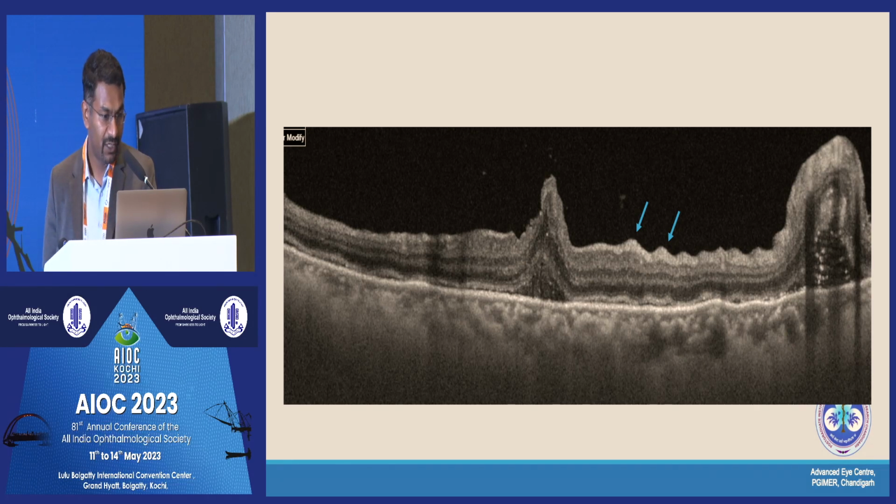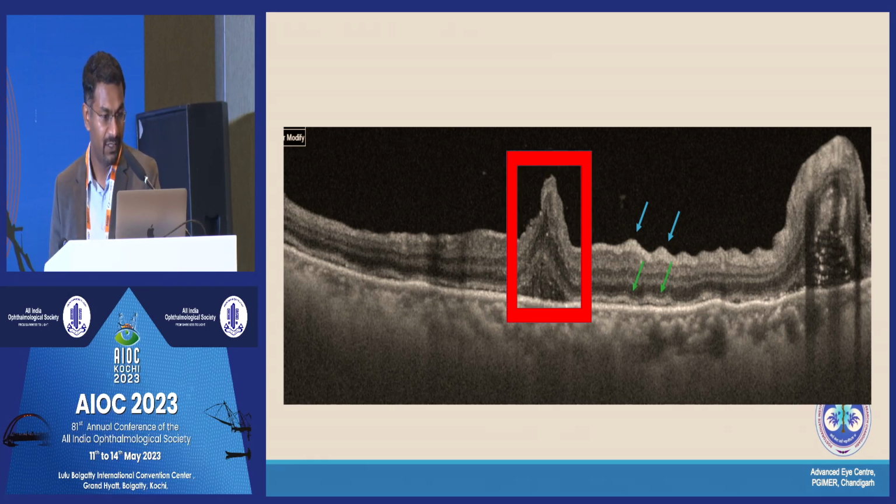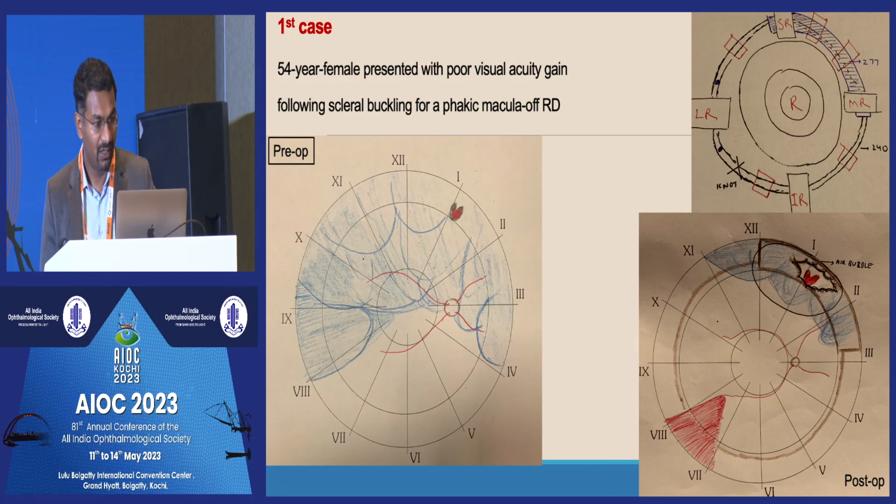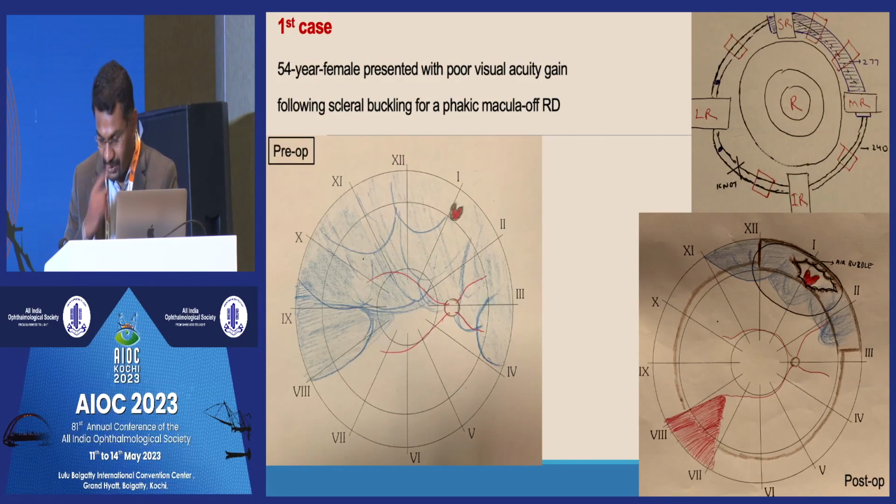So this is an outer retinal fold, this is an inner retinal fold, and this is a full thickness retinal fold with subretinal fluid. In my first case, a 54-year-old female presented with poor visual acuity gain following a scleral buckling for a phakic macula-off RD. She underwent buckling surgery for a phakic subtotal RD, where the break was located in the superior nasal quadrant, just anterior to the equator.